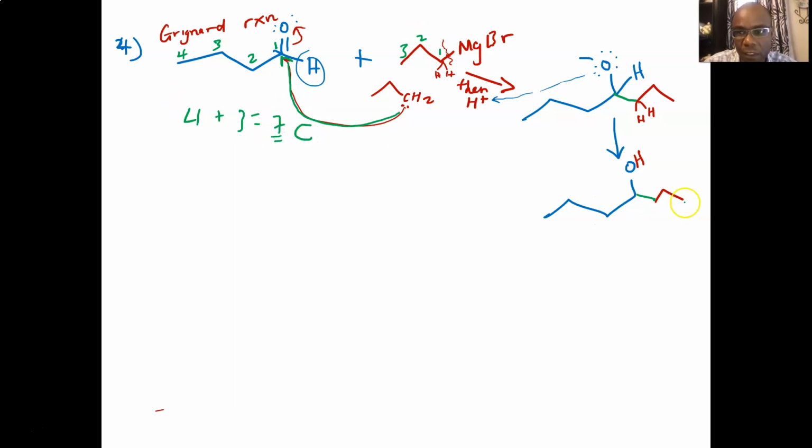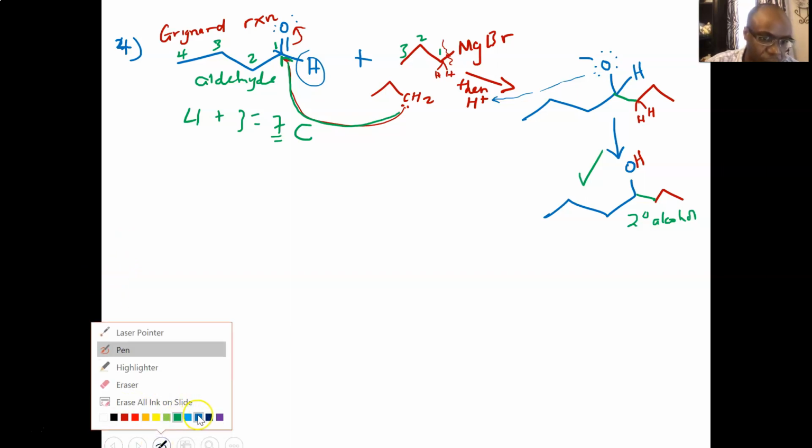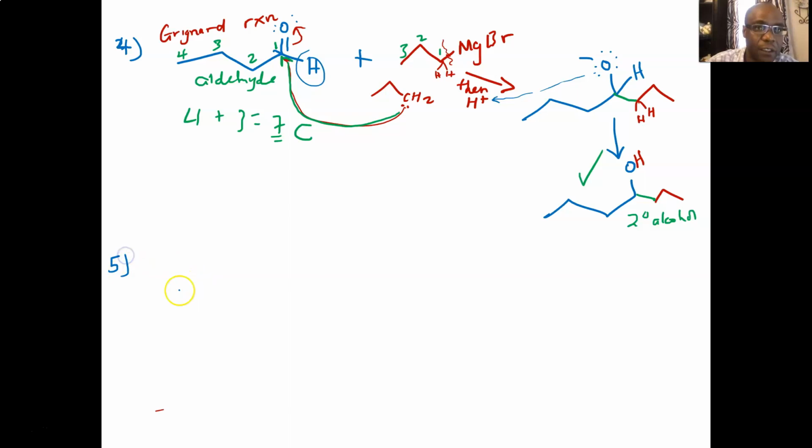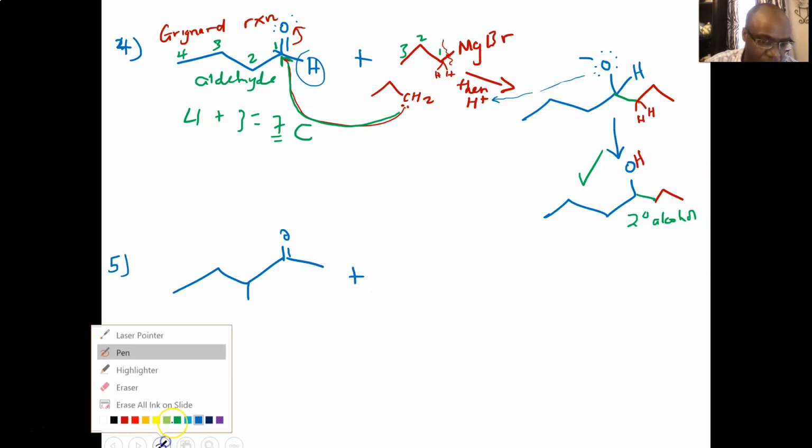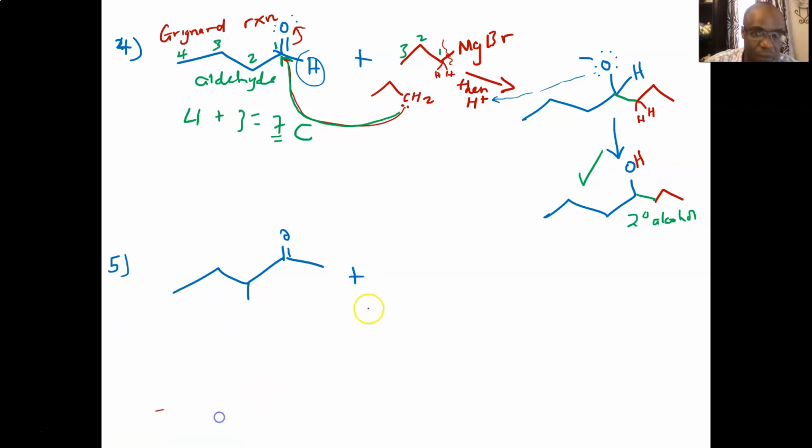So let's see, do I have 7 carbons? 1, 2, 3, 4, 5, 6, 7. Correct. And where the carbonyl was, now it's an OH. So I got a secondary alcohol out of an aldehyde. If it was a ketone, I'll get a tertiary alcohol. So let's do an example for the ketone with Grignard. So let's say this is my ketone. Okay. And this time my Grignard looks like this.